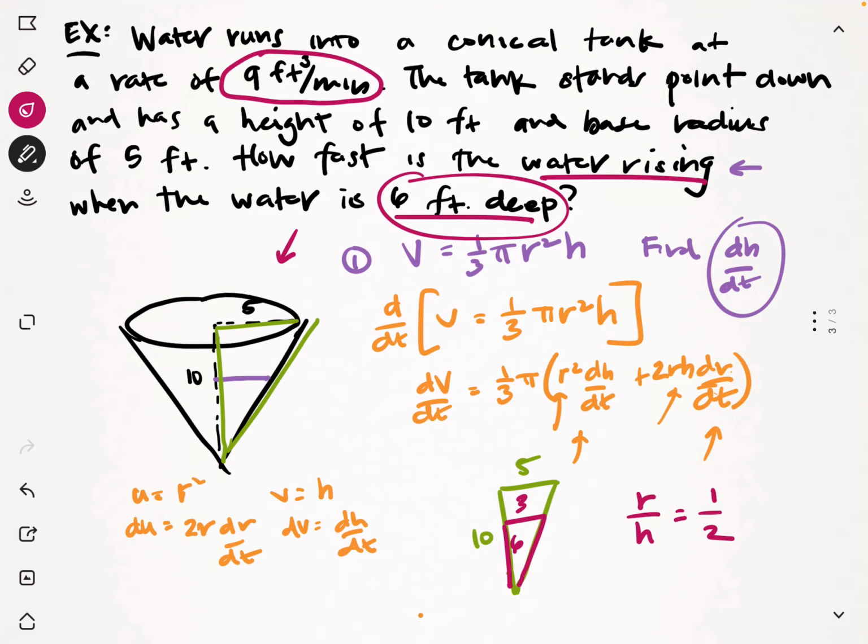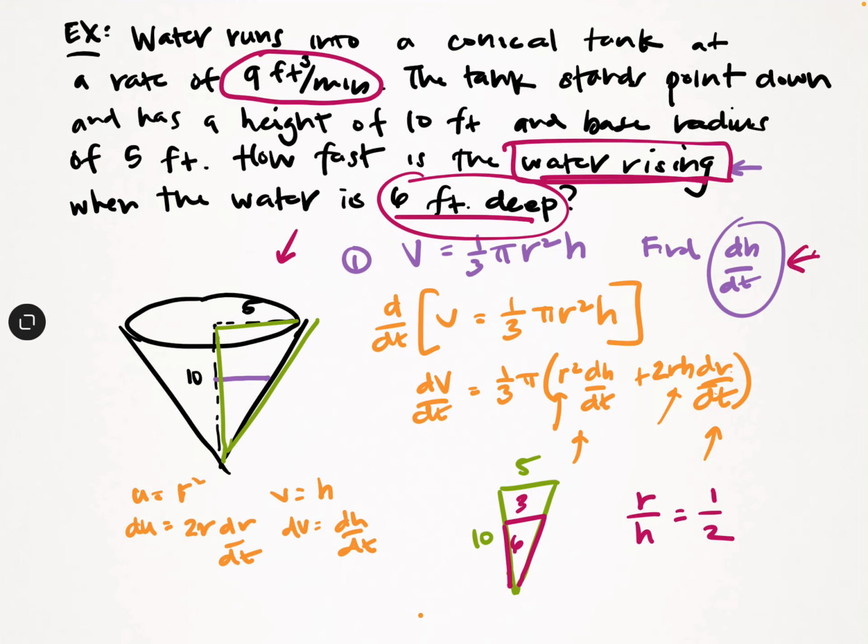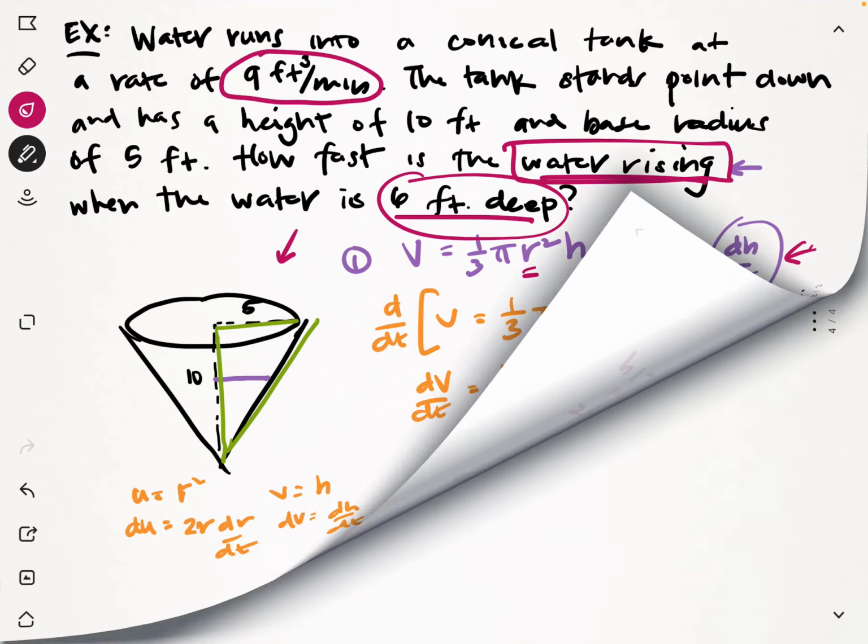Right? And then what we're going to do is, because it's asking to find out how fast the water is rising, which we said was the change in height over time, we want this whole thing to be in terms of h. So we're going to solve this for r and substitute for r in our equation. Let's switch to another paper. We know that r over h equals 1/2. We're going to solve this for r, so we multiply by h. Now r in terms of h is 1/2 h.